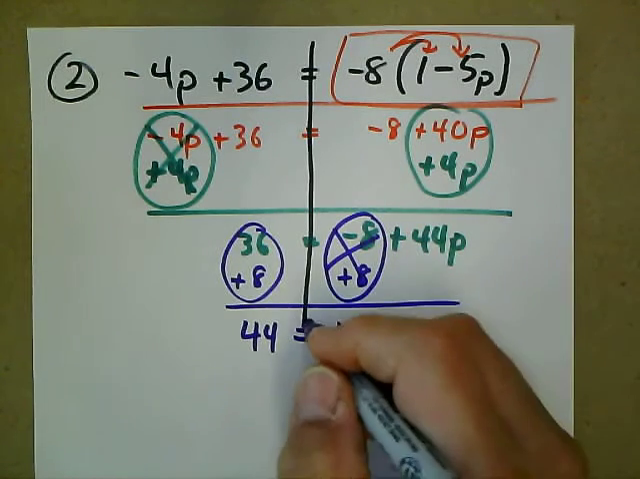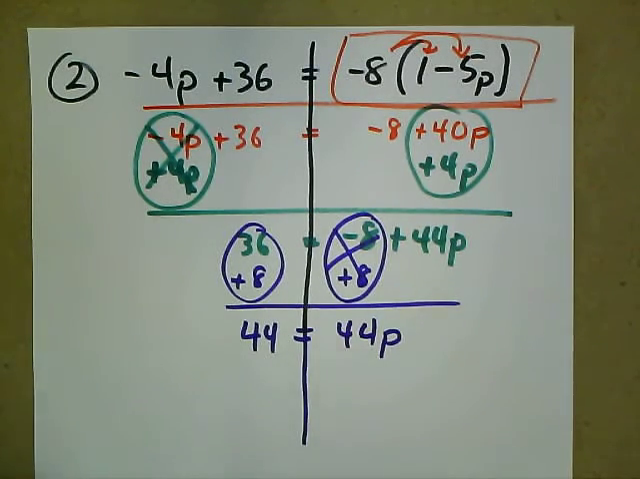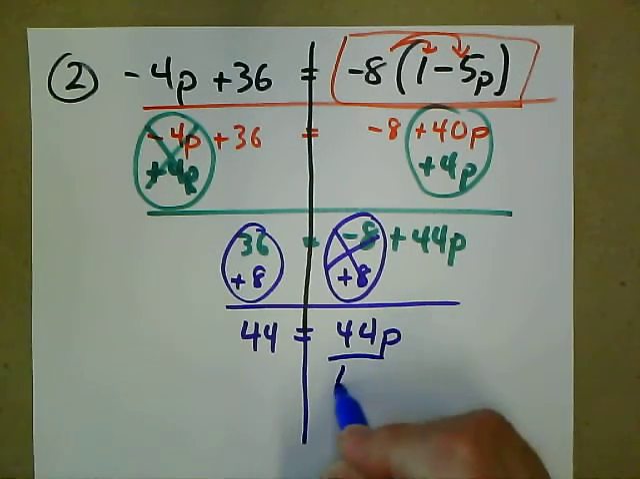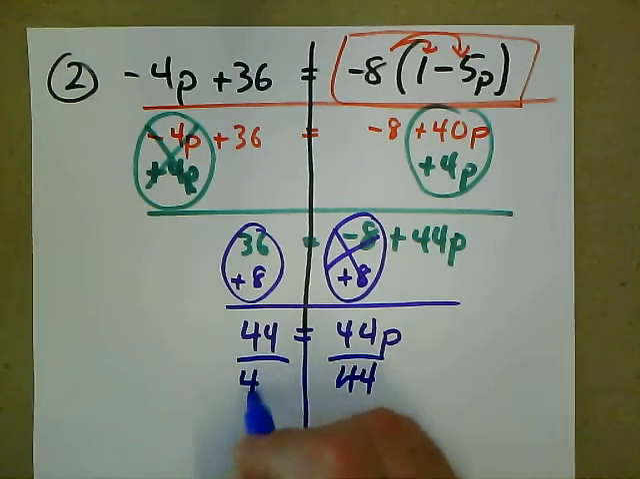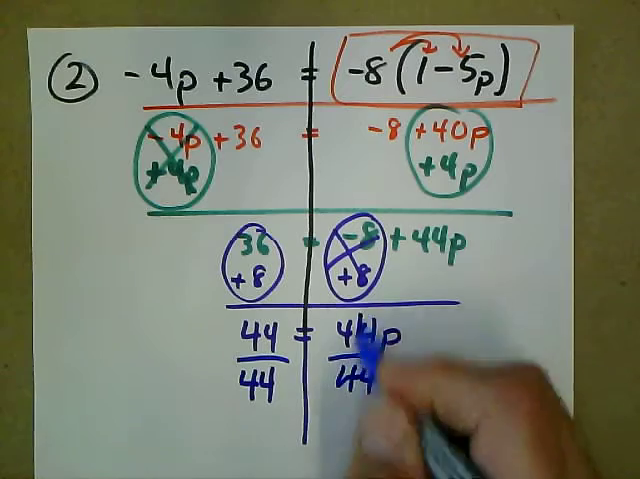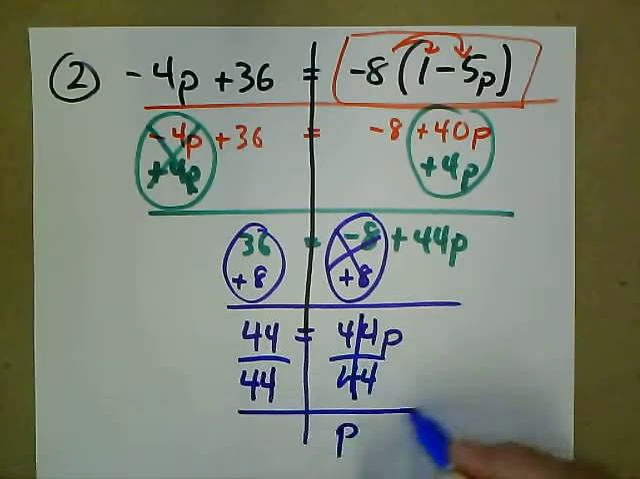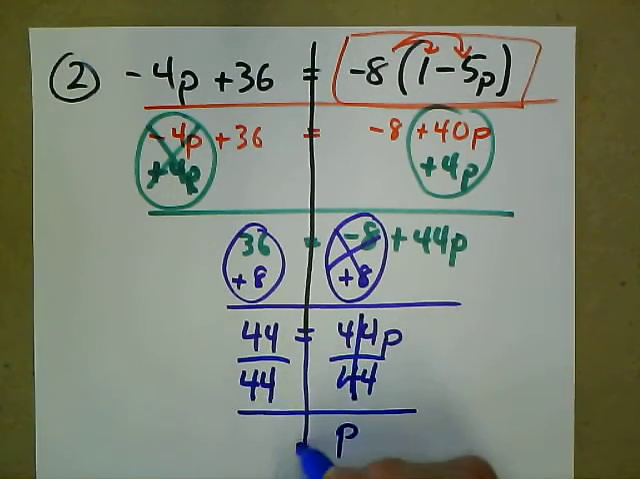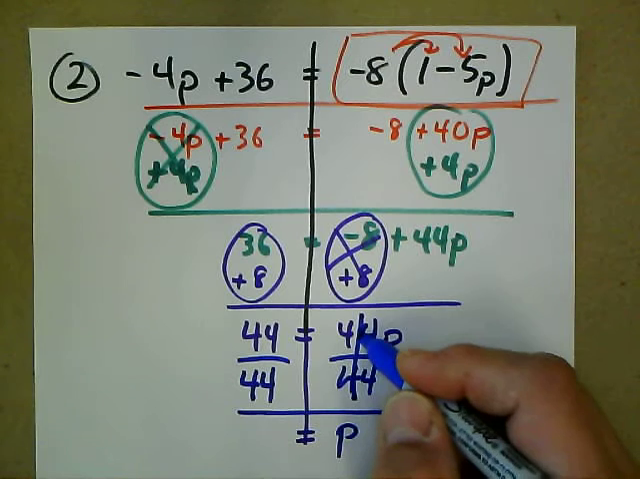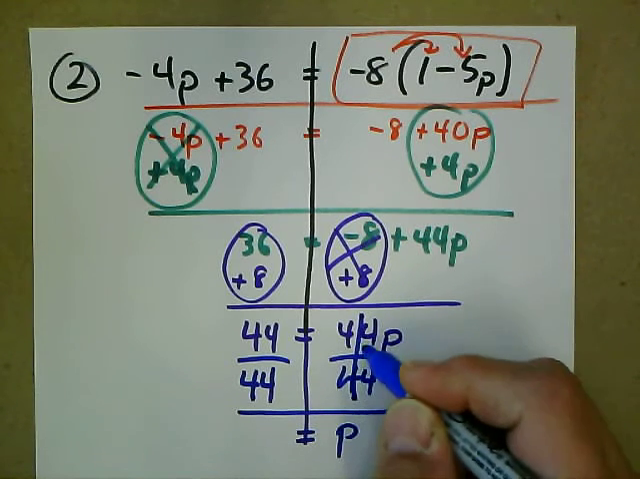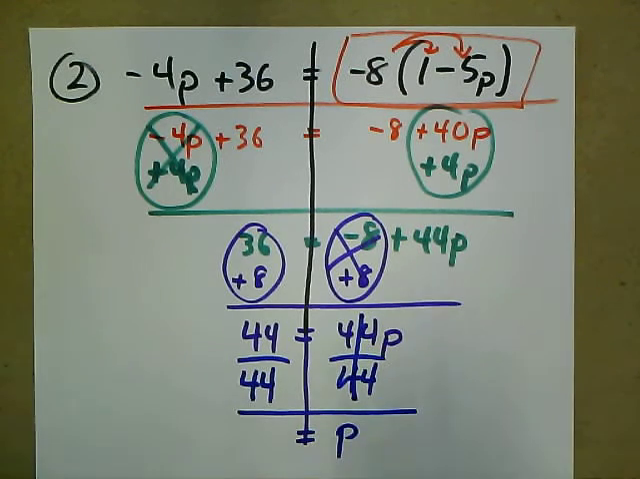People, believe it or not, still get confused with this. You divide by 44. The opposite operations are gone. I get it. It looks like opposite operations over here, but believe it or not, 44 divided by 44 is 1. 1 times p is p. That's where that comes from.